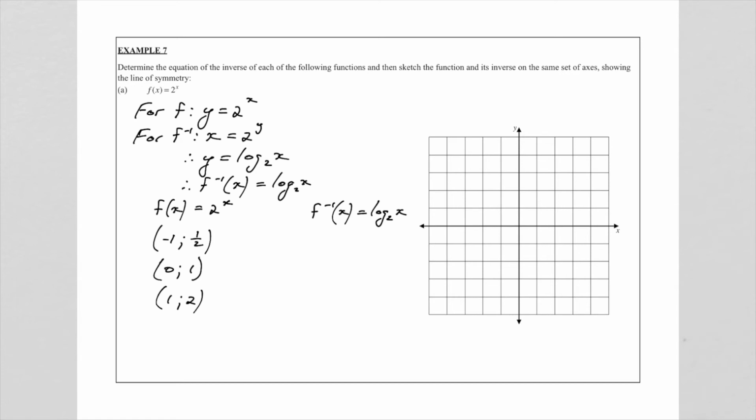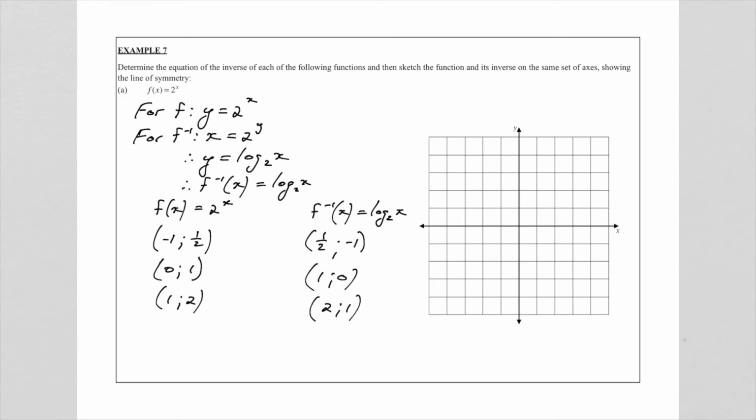Once we've done that, it's quite easy to find the coordinates for the inverse because we just swap the x and y. So this will be a half and minus 1. This one will be 1 and 0. And this one will be 2 and 1.